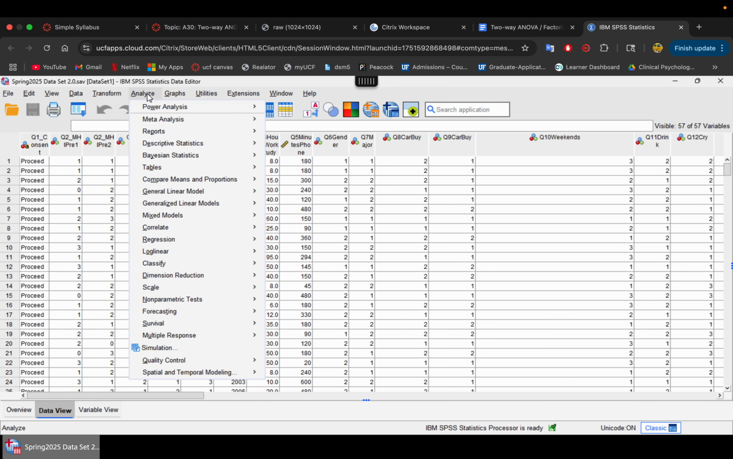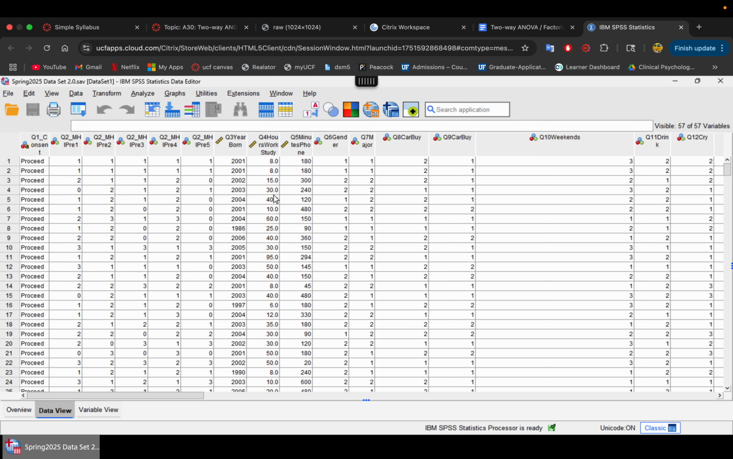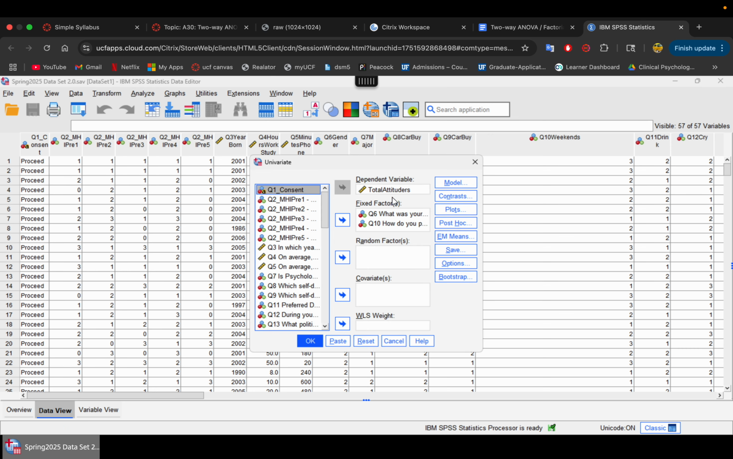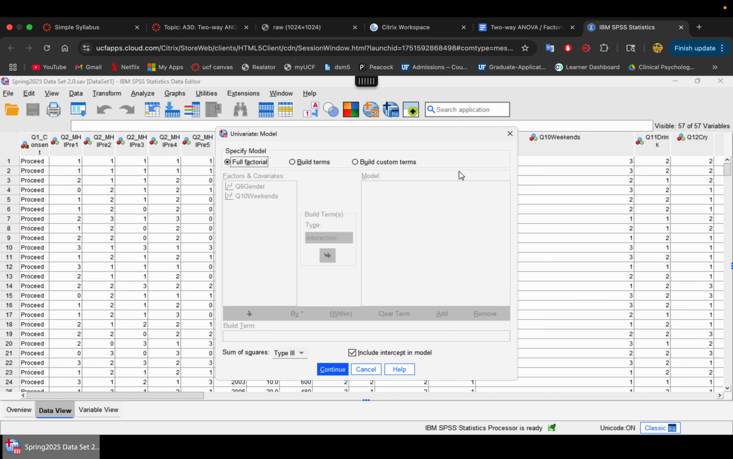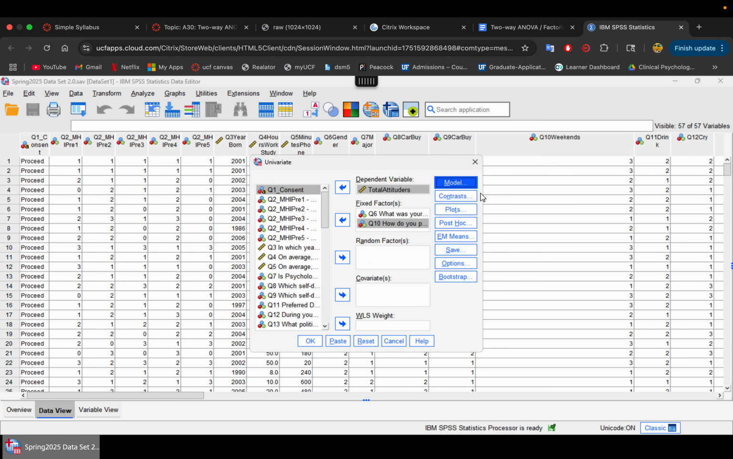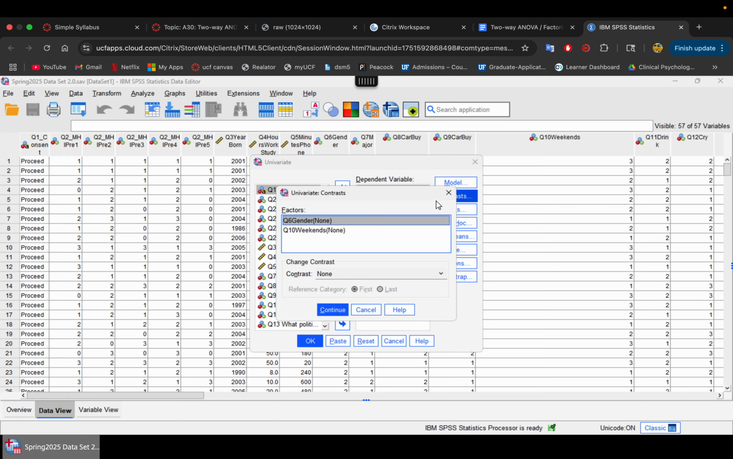So we're going to go to Analyze, and then General Linear Model, then Univariate. In our dependent variable, we're going to do total attitudes, and then our fixed factors are going to be Q6 and Q10. For the model, you don't have to worry about this. For the contrast, you don't have to worry about that.